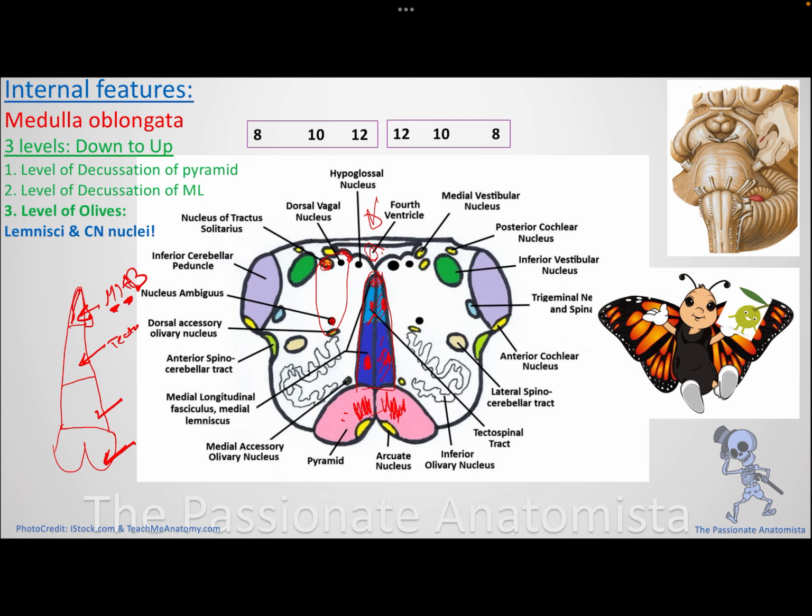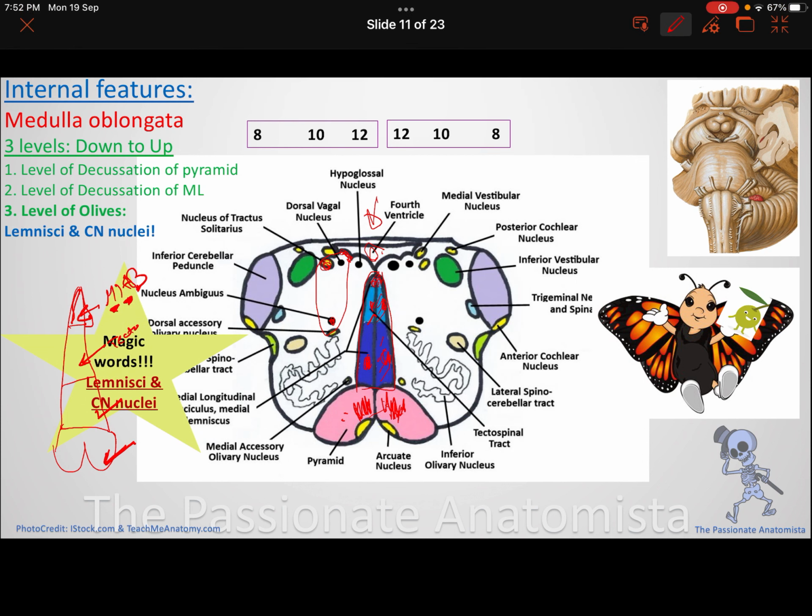Okay, the medial longitudinal fasciculus or medial longitudinal bundle. All right. Okay, again. So here you guys have magic words. We are introducing our magic words. We need them a lot as we talk about the brainstem, the lemnisci, cranial nerve nuclei. This is here at the level of the butterfly, the olives, and they are at the level of the pons and midbrain in the tegmentum, and we're going to talk about that as we reach.